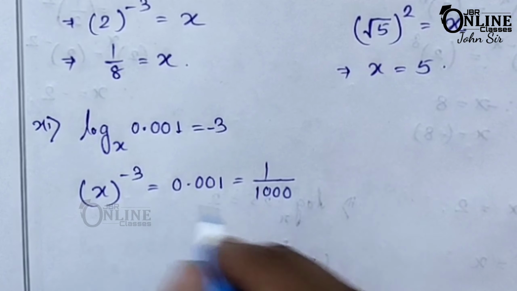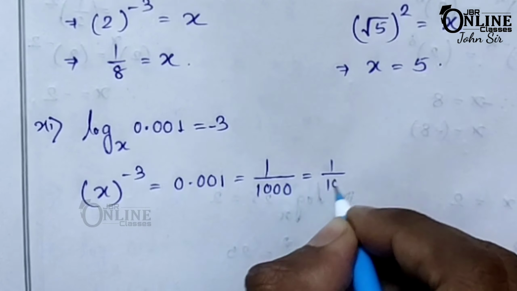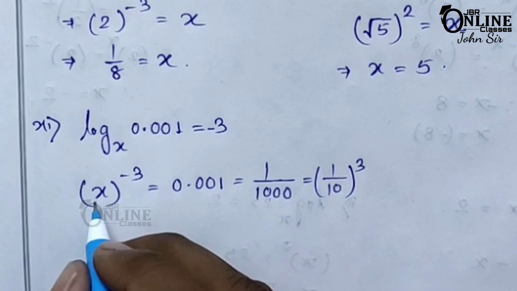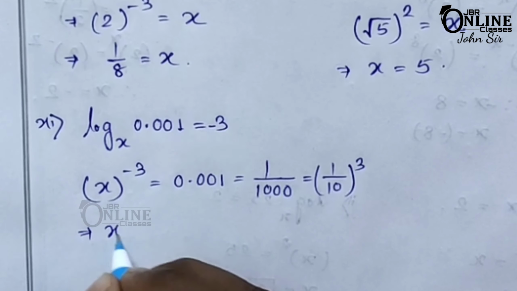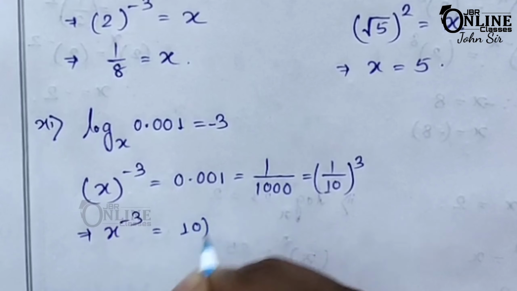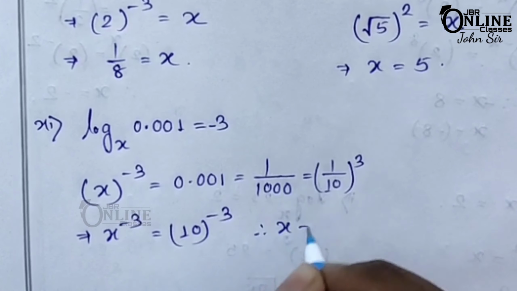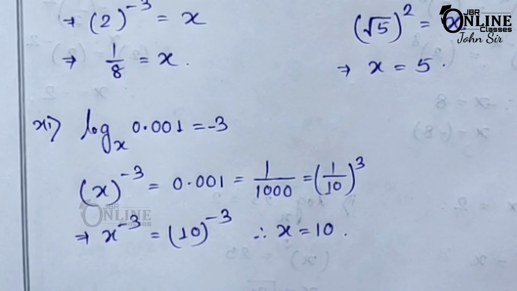Now 1 by 1000 you can also write as 1 by 10 to the power cube. So x to the power minus 3 equals 1 by 10 cube, which you can also write as 10 to the power minus 3. So by comparing both sides, you will get x equals 10.